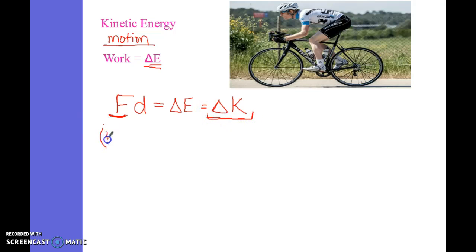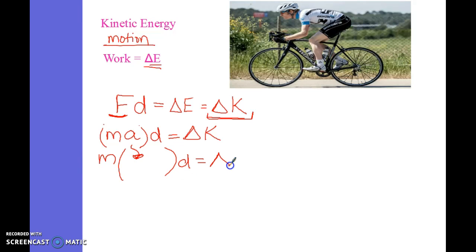So, force is given as mass times acceleration. So we know that is our change in kinetic energy. Now, acceleration is given as, let's see, well, we're going to have to do some rearranging here. Let me show you where it comes from. Now, I'm going to solve for acceleration by using this equation.